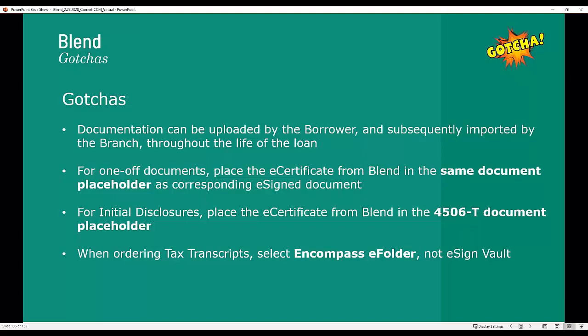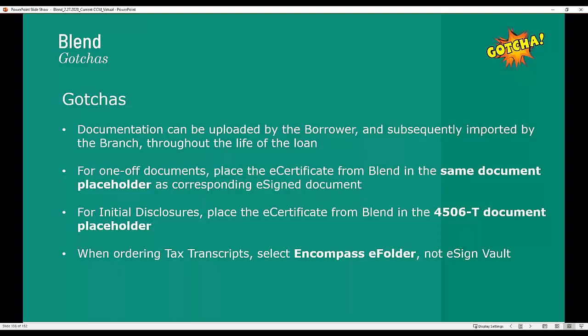You got it. Because when we order tax transcripts, what do we need? Number one, 4506T, and number two, the e-cert saying it was e-signed. So if it's a one-off document, we just take whatever the one-off document was in the e-cert and put it in the same document placeholder. But if it's the initial disclosure package, we're going to take that e-cert for the initial disclosure package and put it in the 4506T document placeholder.